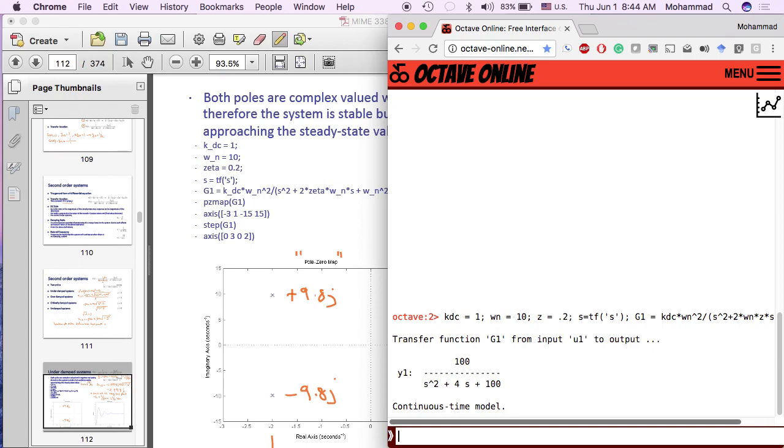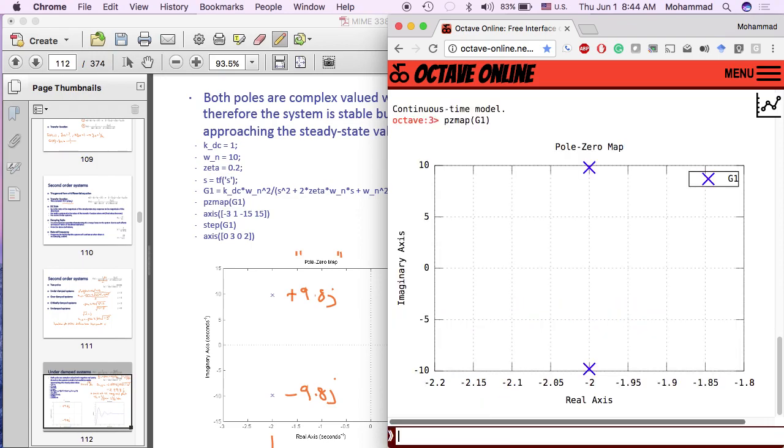The next thing you can do is look at the poles of this transfer function. And you can even better plot them on a plot called pole zero map. So pzmap of the transfer function gives you this plot. This is a complex plane. The horizontal axis is the real axis.